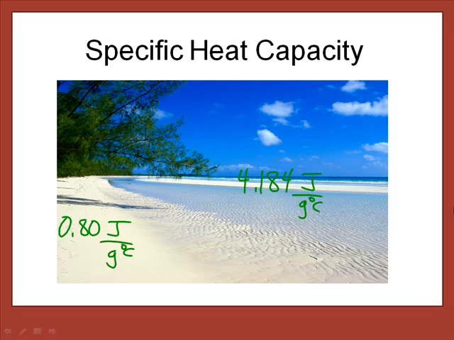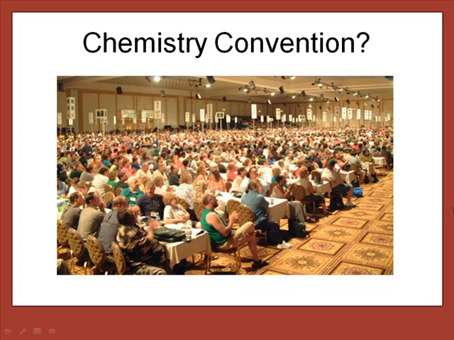It only takes 0.8 joules of energy to get 1 gram of the sand to increase by 1 degree Celsius. It takes many, many times more of that, like 5 times more energy to change that 1 gram of water by 1 degree Celsius. So not all materials are the same in their ability to change temperature when energy is imparted into them. That's specific heat capacity. Let's talk for a second about a chemistry convention I need you to be aware of.